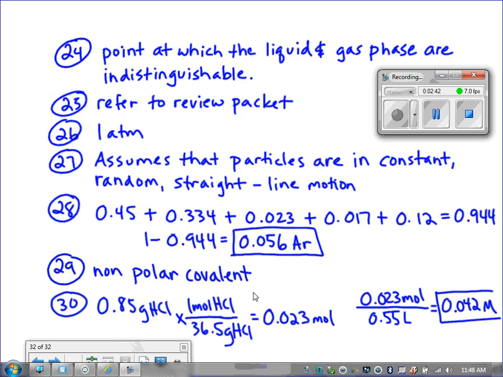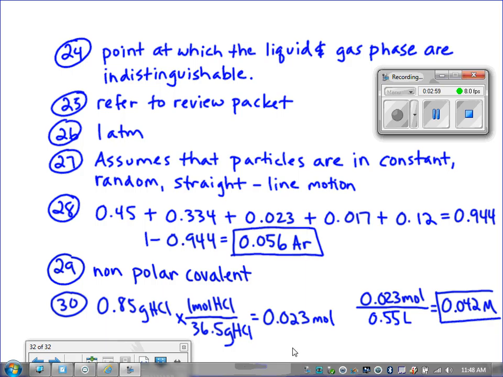Number 29 is nonpolar covalent. So like dissolves like, so substances that are similar on a molecular level in terms of polarity will mix. So a nonpolar substance would combine easily with another nonpolar substance.